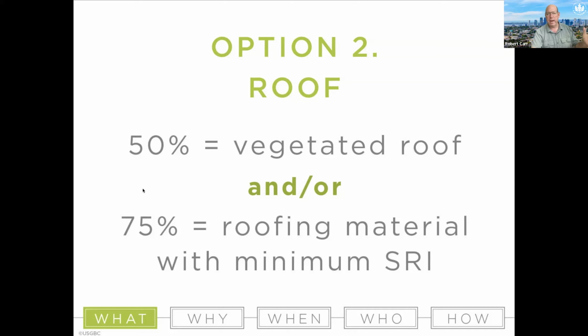So we're back to option number 2, the roof. If half your roof is vegetated, green roofs, or 75% has a minimum SRI roofing area, or you have solar panels. Actually, let me back up a little bit on that. A lot of times when you're choosing the total roof, if you have any mechanical equipment or solar panels on your roof, you subtract that from the total roof area, and what's remaining is what you have to meet.